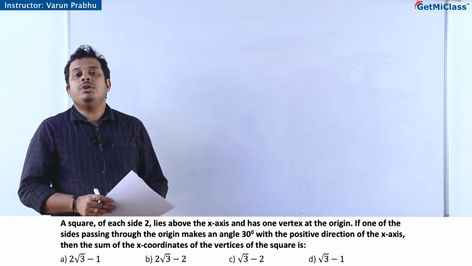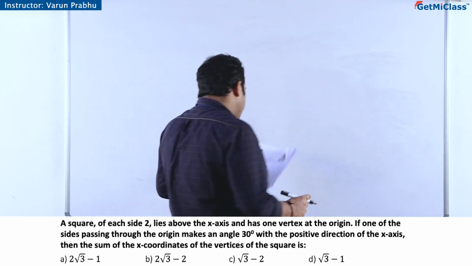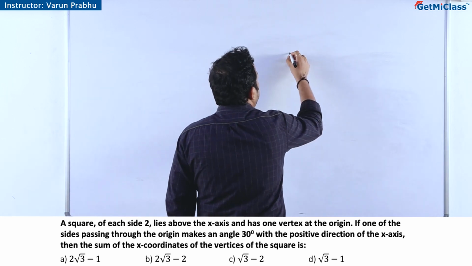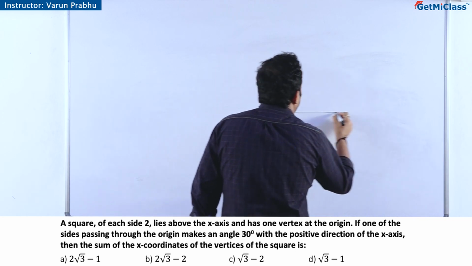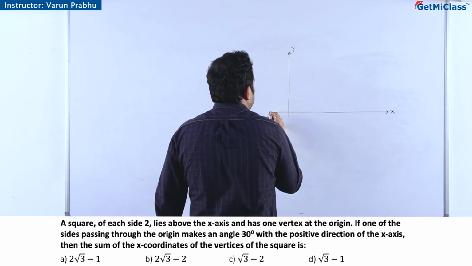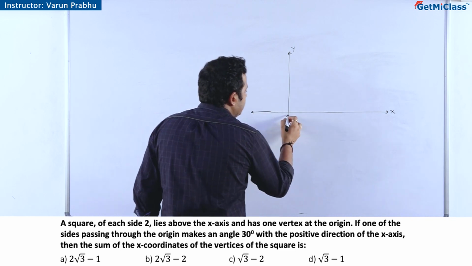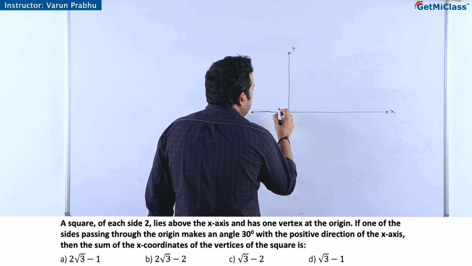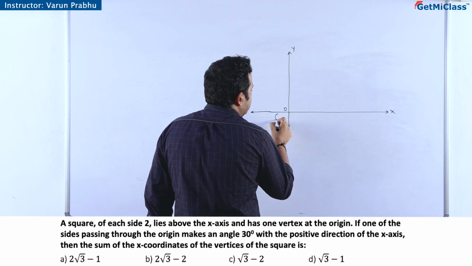The question we are going to discuss now is the most important question. It's told in the problem that a square of side 2 lies above the x-axis. We'll try to draw a proper sketch so that we get to understand this problem. And one of its vertices lies at the origin.